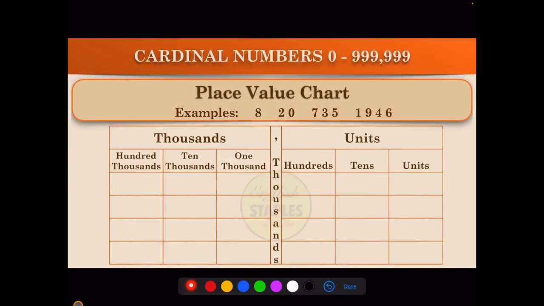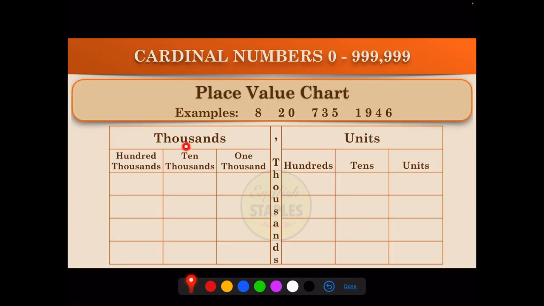This is a place value chart. We have four numbers here: 8, 20, 735, and 1946. We're going to put these numbers on this chart. On this side, we have the thousands, and on this side, we have the units. Here, we have the number 8, 20, 735, 1946. We're going to place these numbers on this place value chart.